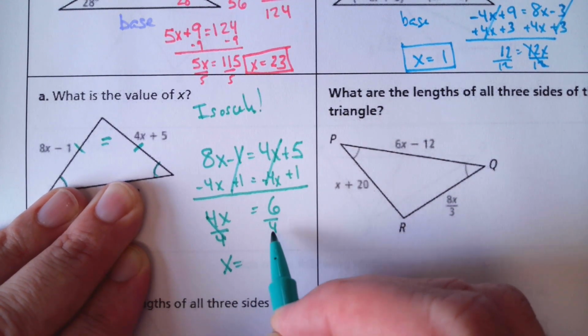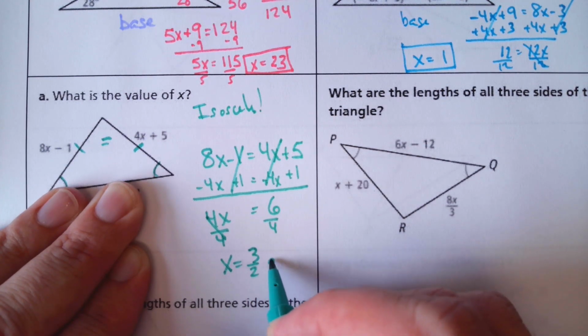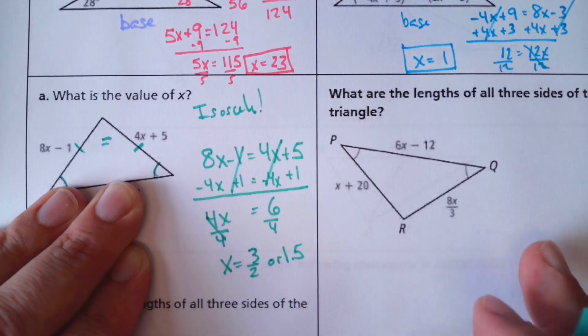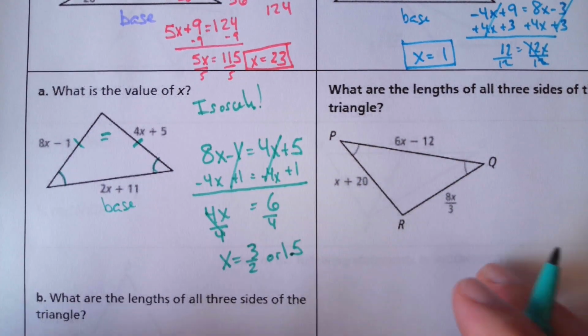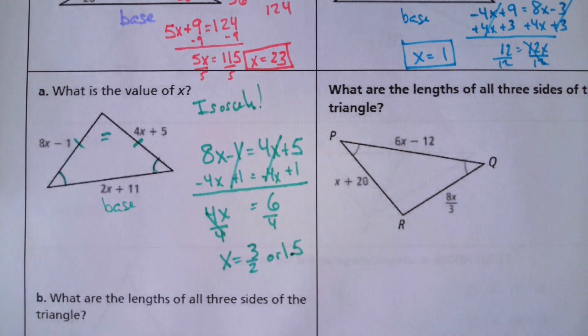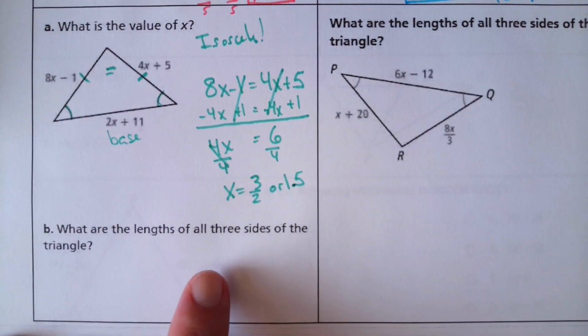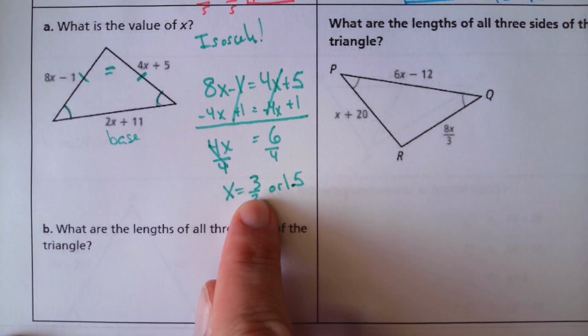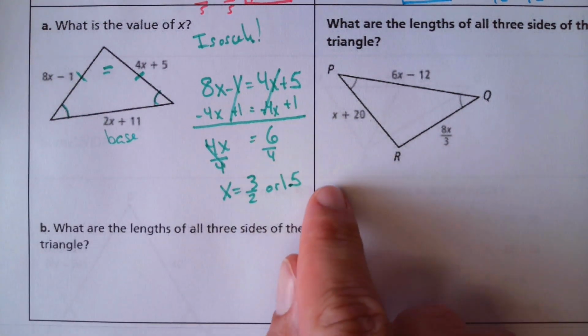So 6 over 4, that reduced is 3 over 2, or you can write it as 1.5. Okay. Now we do have a follow-up here. It wants to know what is the length of all 3 sides of the triangle. So I'm just going to take this value and substitute it in. So I'm going to use the 1.5 though.